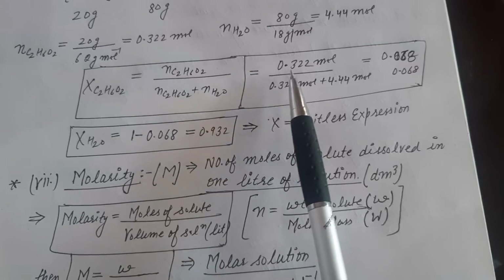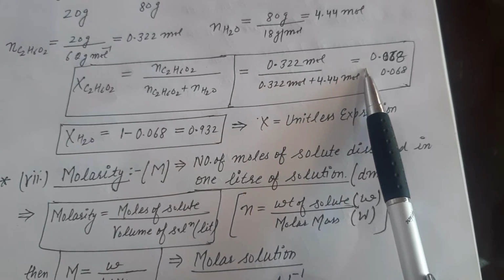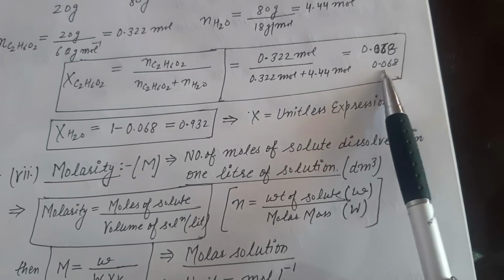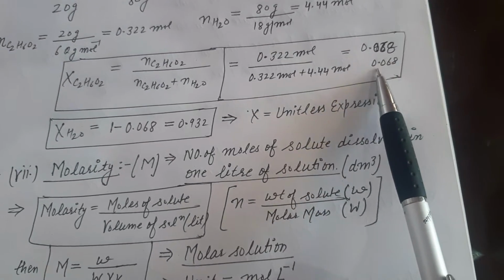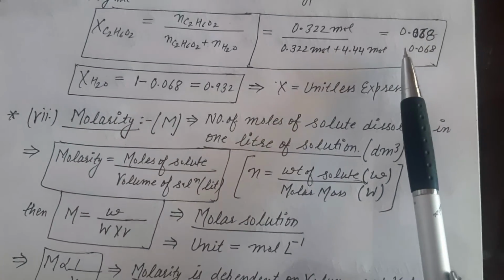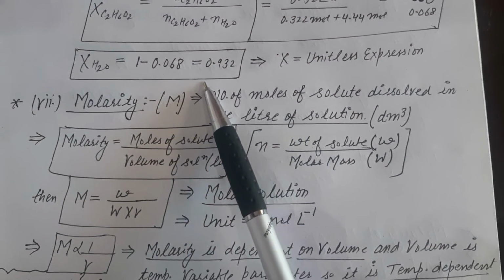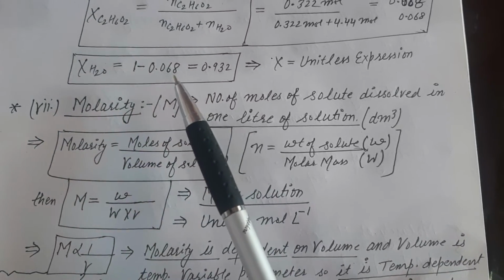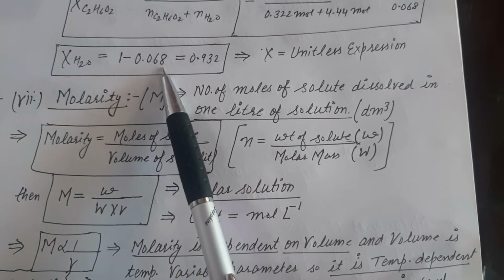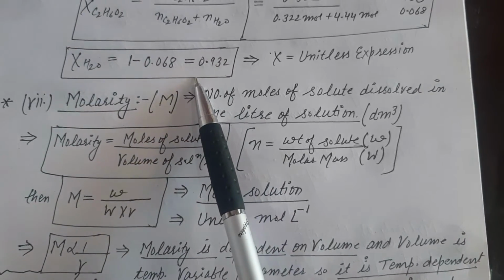By putting the number of moles of solute upon solution, the mole fraction in case of ethylene glycol will be 0.068 with no unit, because mole fractions are unitless expressions. You have 1 as the total mole fraction, so you can calculate the mole fraction of the other component by subtracting from 1. Mole fraction in case of water will be 1 minus 0.068, that is 0.932.